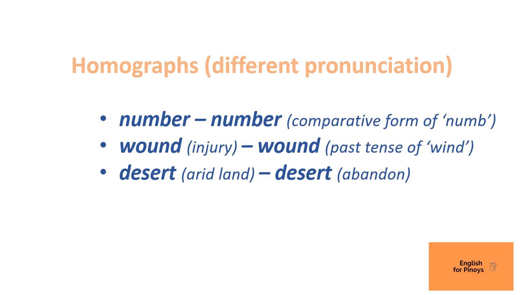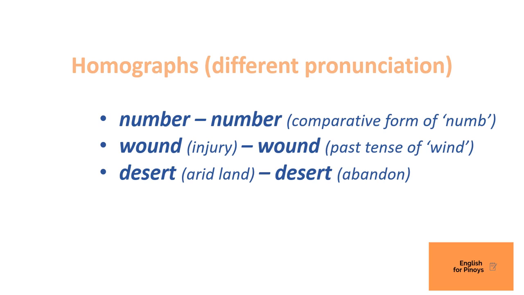So you can use those two words in a sentence. For example, the bandage was wound around the wound. Okay, did you get it? So the bandage was wound, past tense of wind, around the wound. There you go. Next is desert, meaning arid land, and then desert, which means to abandon. So you have the noun desert, and then you have the verb desert. Okay, this is actually an example of syllable stress. So you have a different syllable stress. One is a noun, one is a verb.